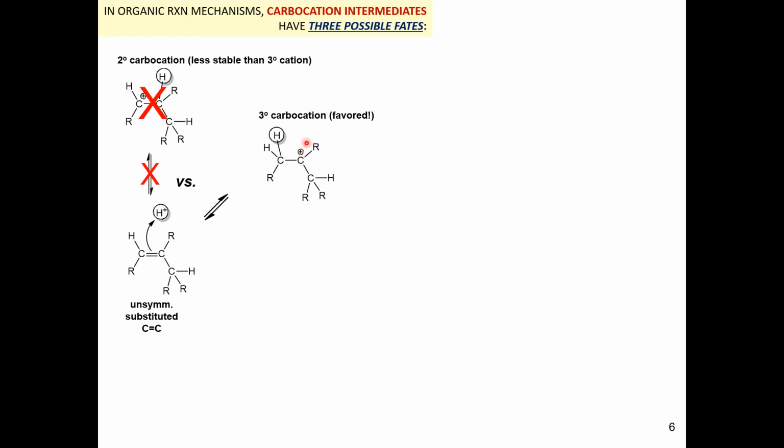Therefore, a tertiary carbocation, which has 3 R groups attached to the positively charged carbon, is lower in energy, easier to form, more stable than a secondary carbocation, which has only 2 alkyl groups attached to the positively charged carbon. And in turn, secondary carbocations are more stable than, easier to form than primary carbocations. And in general, in the mechanisms that you will see this year in organic chemistry, primary carbocations will normally be too high in energy to form.